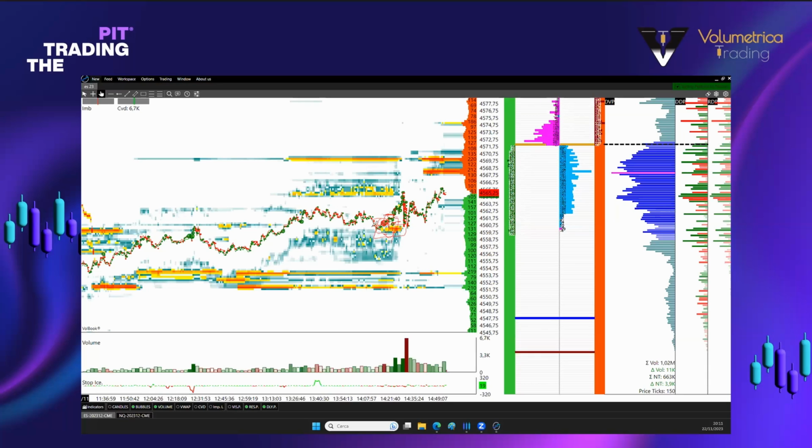That's exactly what happens when we have an absorption. We have absorption where a strong amount of aggressive sellers are trying to hit a level providing liquidity. Of course, the stronger the liquidity is, the better absorption we can have in that area. But then they just fail. They just ran out of weapons.